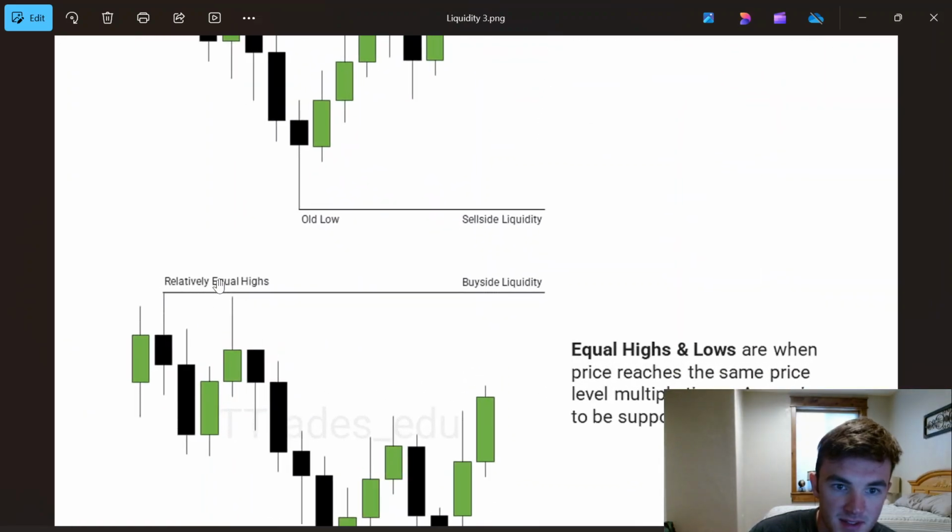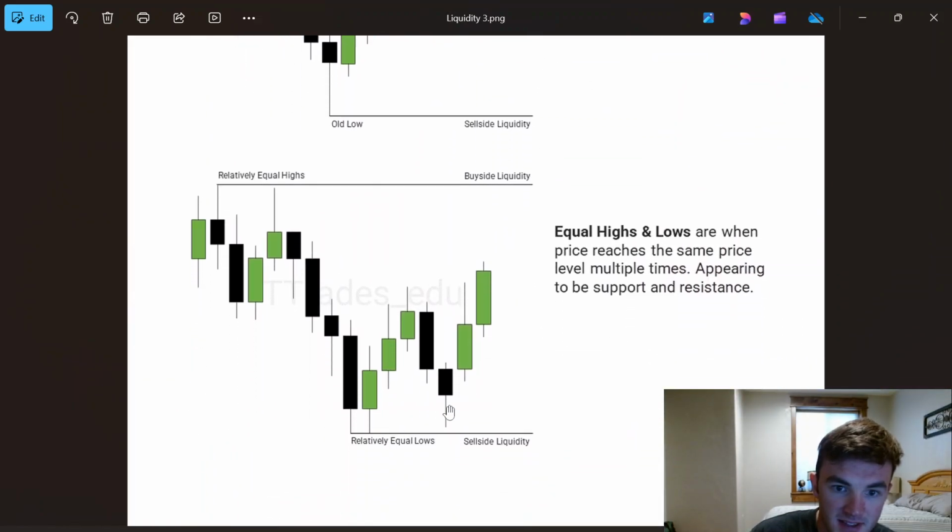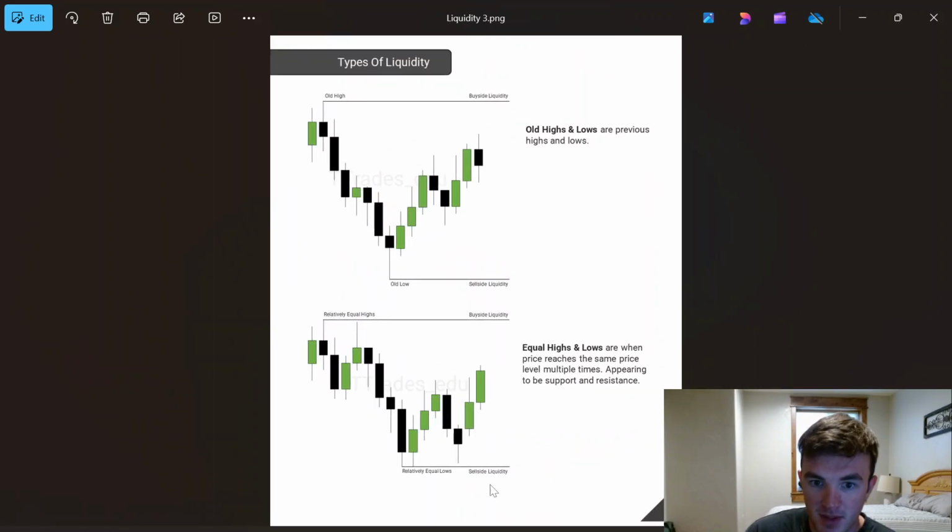Anytime you have relatively equal highs or relatively equal lows, the market is likely going to come back to that. A retail trader probably learned this as support and resistance, and that's not the case at all. It's a complete misconception. This represents a range, and this range is going to get run through because the idea is panic is going to be created. Stop losses are resting above these highs. Stop losses are resting below these lows.